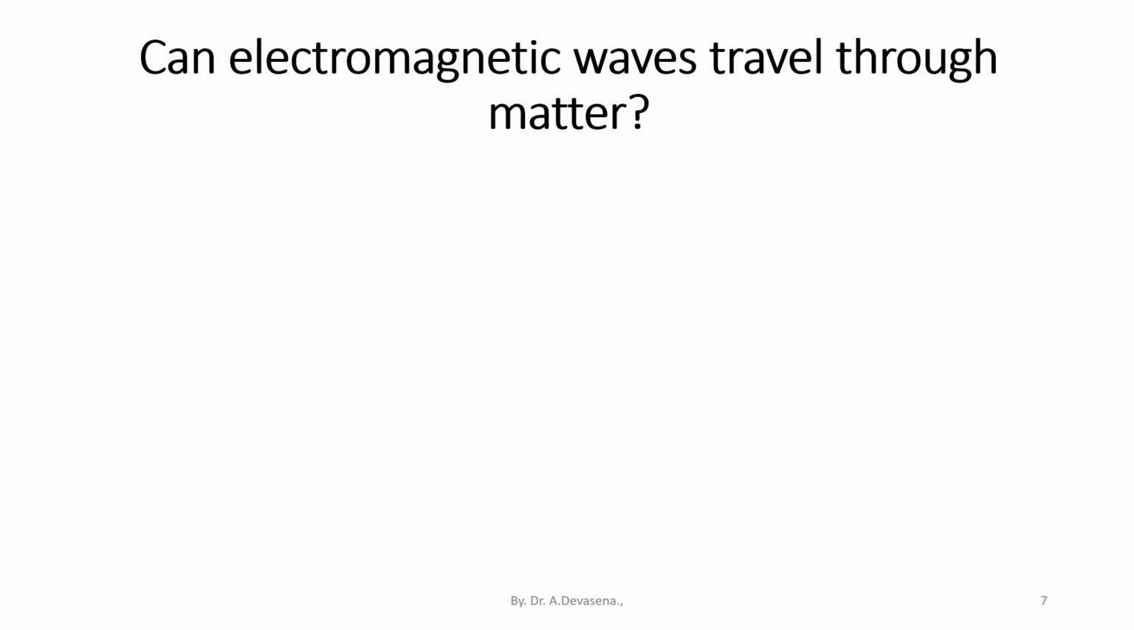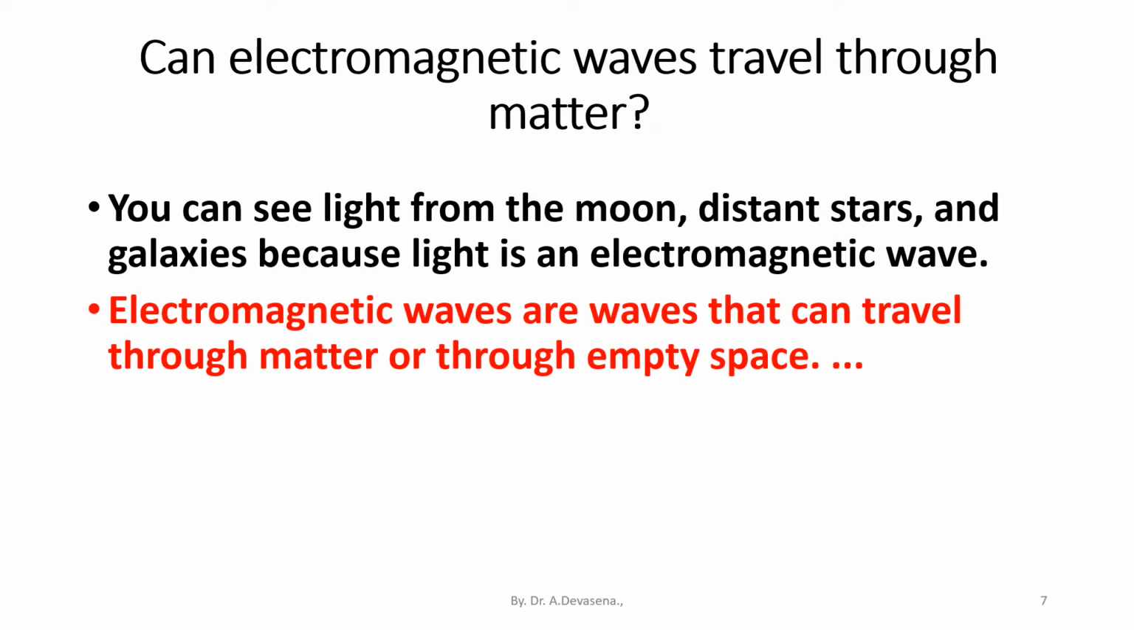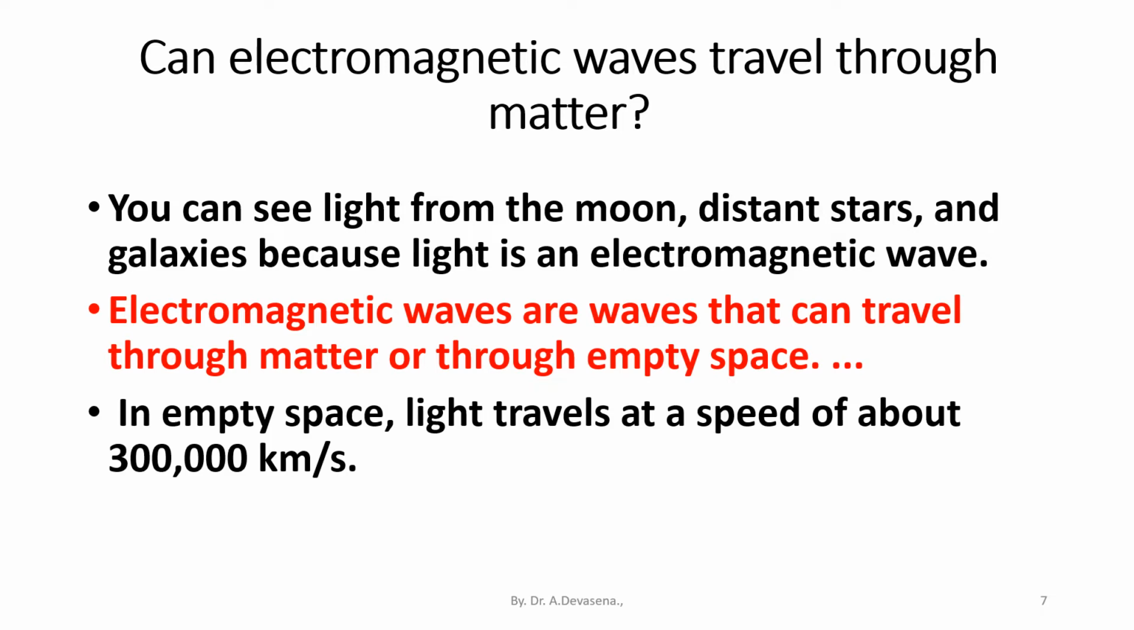Can electromagnetic waves travel through matter? You can see light from the moon, distant stars and galaxies, because light is an electromagnetic wave. Electromagnetic waves are waves that can travel through matter or through empty space. In empty space, light travels at a speed of about 300,000 kilometers per second.